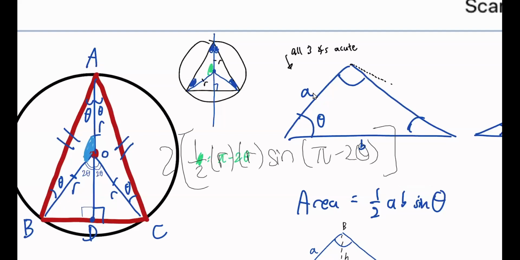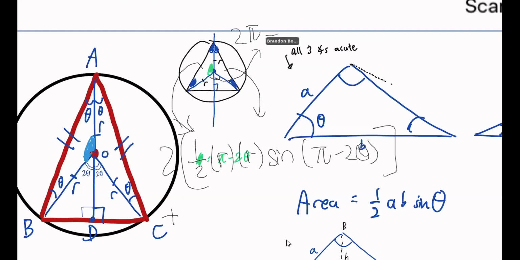Half r times sine of pi minus 2 theta. That will give you the area of that triangle. Then you times 2. There are many ways to do it. Yes, this also works.